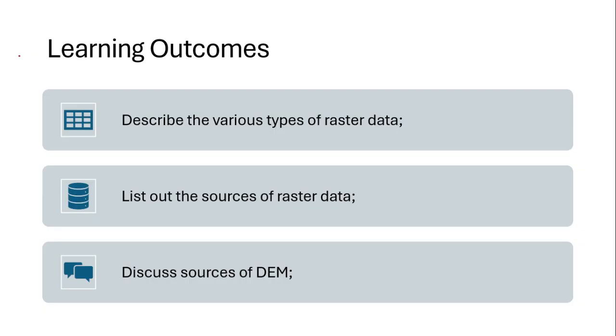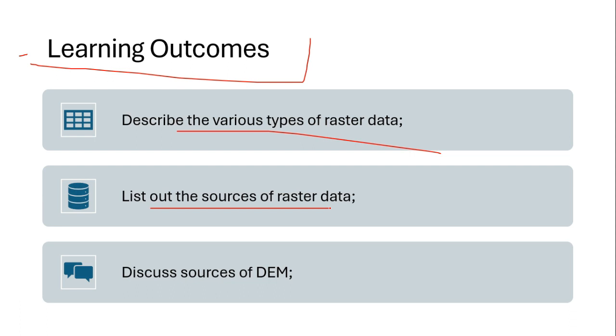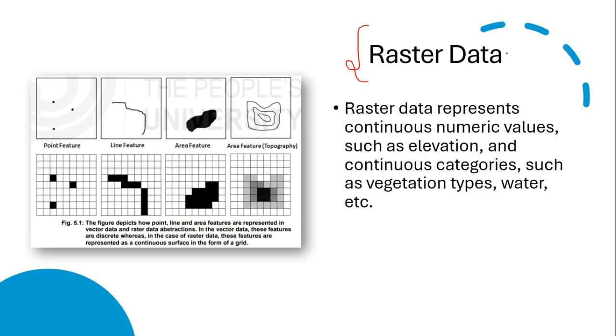So what will be the learning outcomes from this lecture? We will describe the various types of raster data and list out the sources of raster data, like from which websites we can download raster data, and also discuss the sources of DEM data. So what kind of raster data is available for downloading?